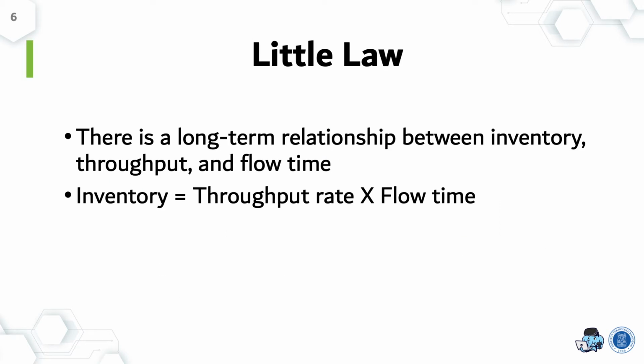There is a relationship between inventory and throughput time: in the long term, inventory is equal to throughput rate multiplied by flow time. This is called Little's law. So, if we want to minimize the inventory in the long term, we have to reduce the flow time.